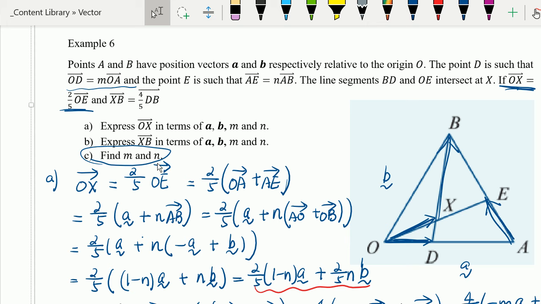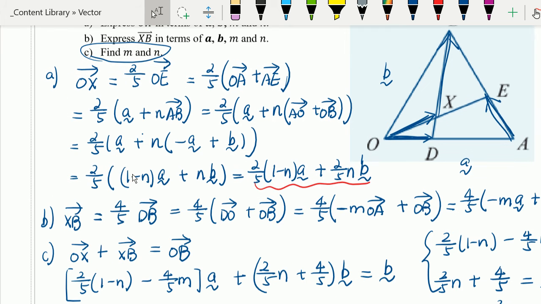So we need to use set in part A and B, OX and XB. When we add them, OX and XB, I should get OB. So that's the equation I can set up first. So I use these two things adding together. So A, how many A do we have?